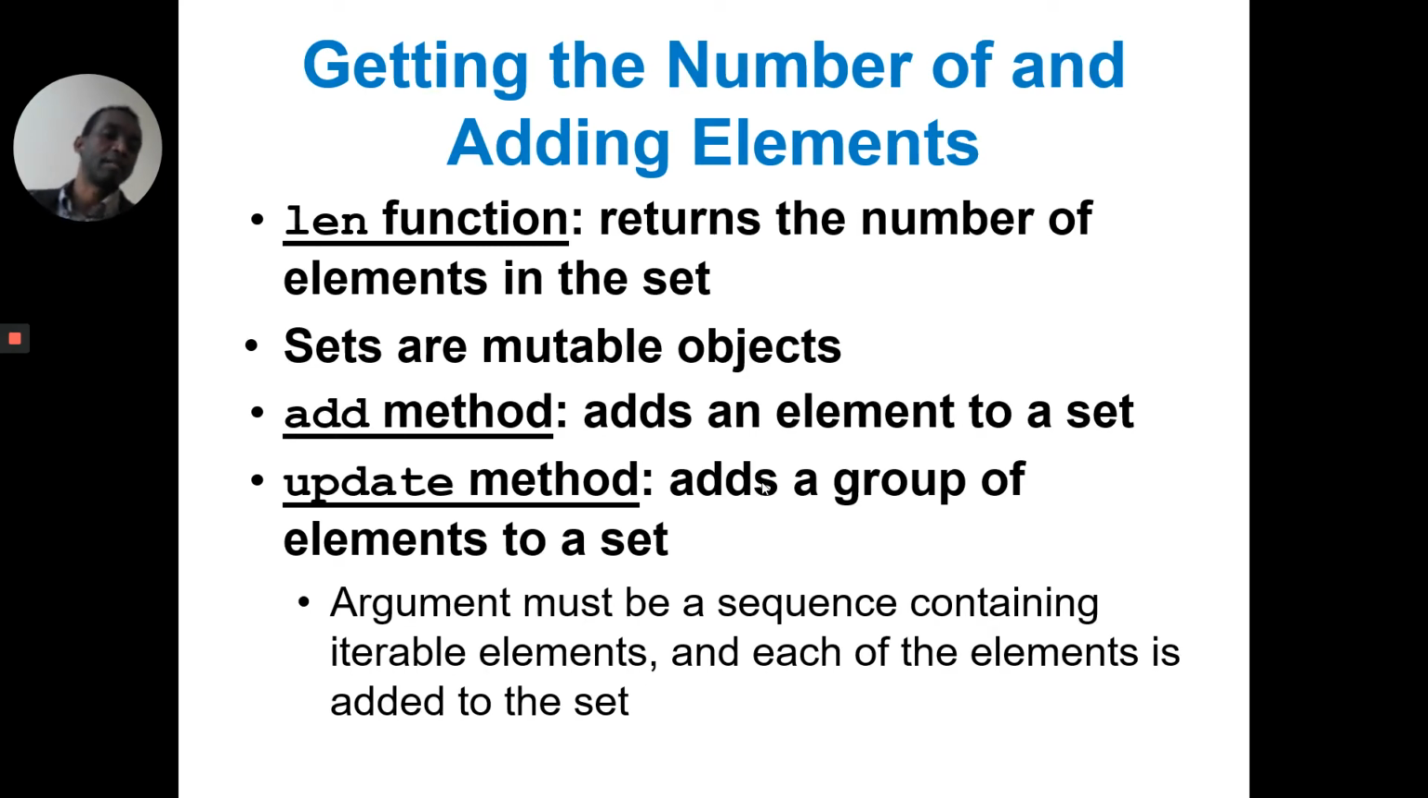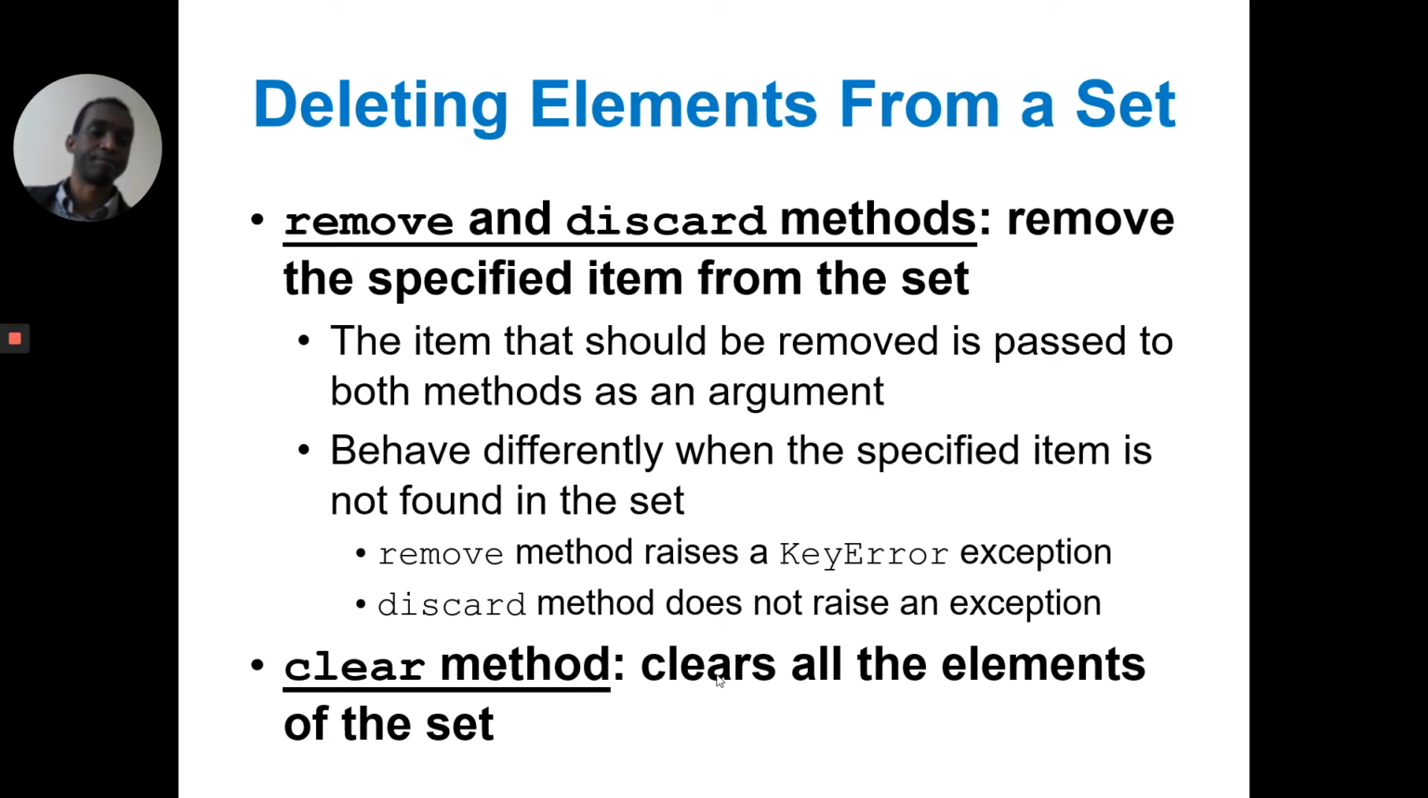You have, again, the len function, which returns the number of elements in the set, similar to what we have seen in the dictionary. Sets are mutable objects, meaning what? They can be changed. You have an add method, which adds an element to a set, and an update method, which adds a group of elements to a set. The arguments must be a sequence containing iterable elements, and each of the elements is added to the set. You have the remove and clear methods.